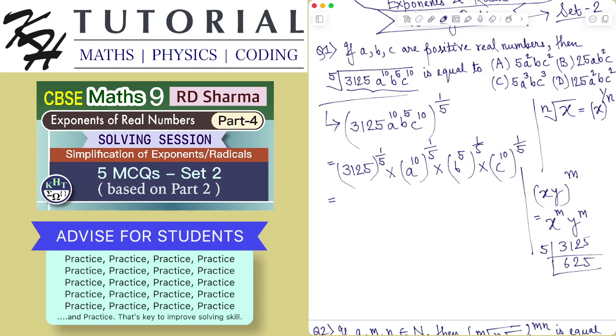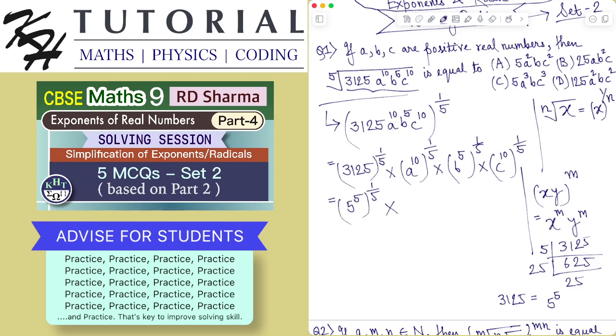625 I know is 25 multiplied by 25. So what is 3125? 25 is 5 square, another 25 is 5 square, so that is 5 to the power 4, and with the extra 5 this is 5 to the power 5. So 3125 is 5 to the power 5, and this whole is raised to the power 1 by 5.